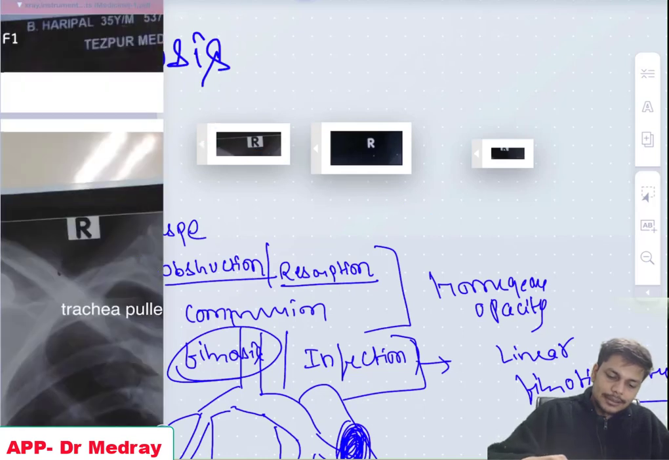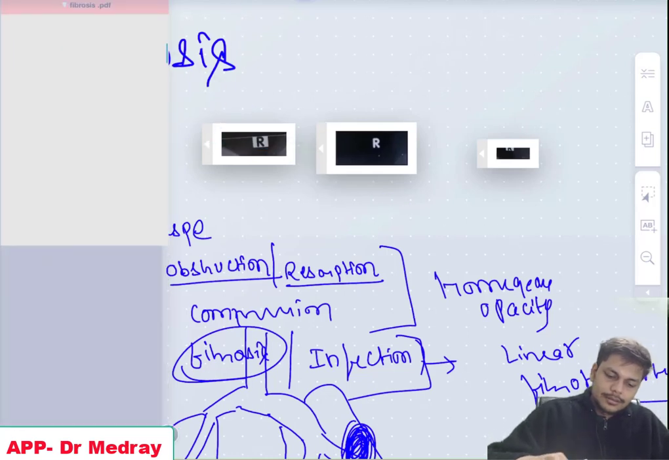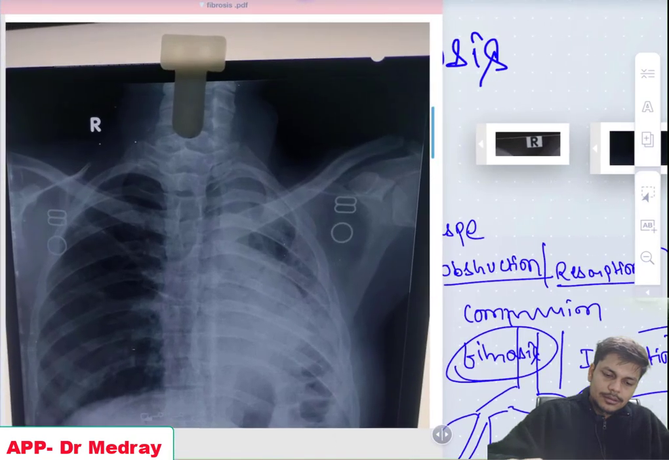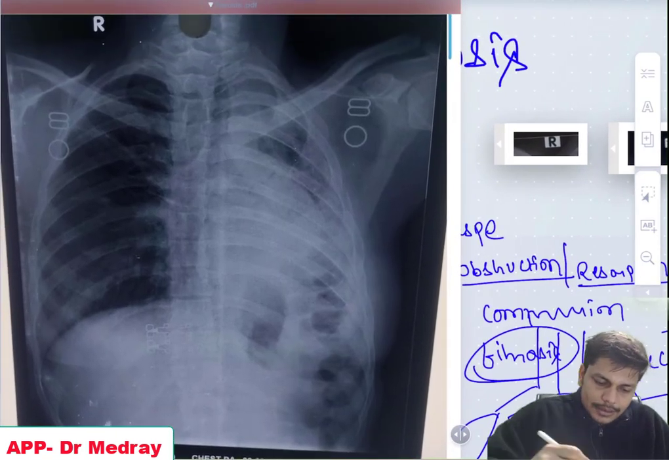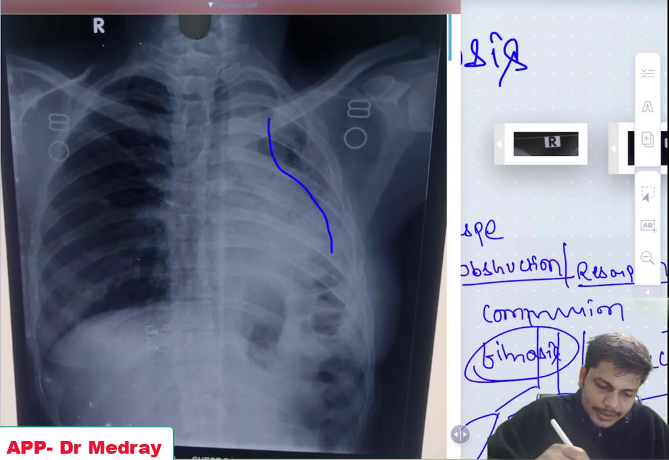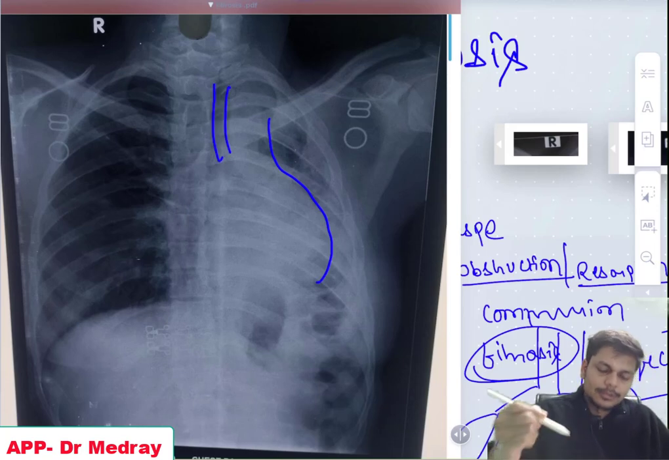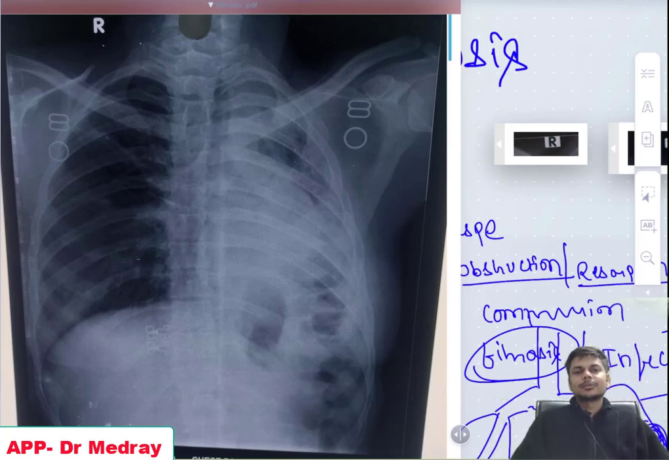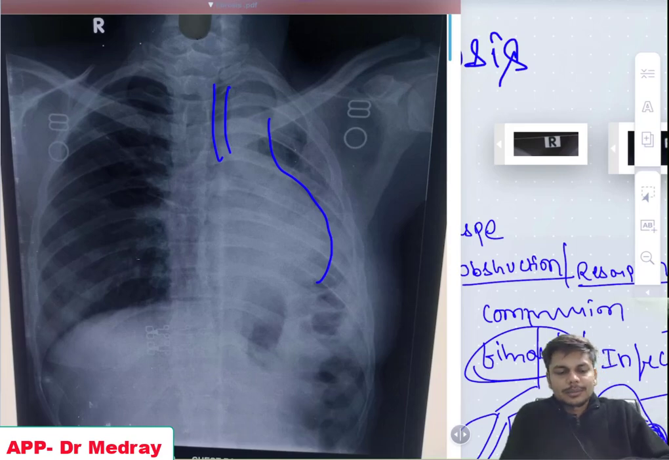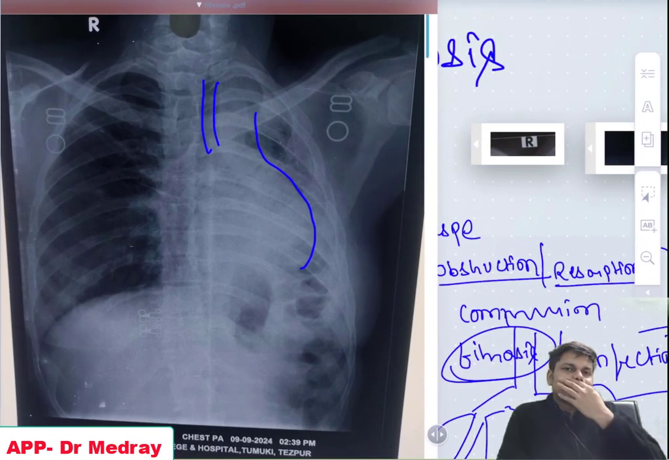Look at this image. The patient has homogeneous opacity, and the trachea is pulled to the same side. So the patient has collapse. So how to explain collapse? There is homogeneous opacity, the trachea is pulled to the same side, and a linear fibrotic band is visible, if present. You can mention this is suggestive of collapse.